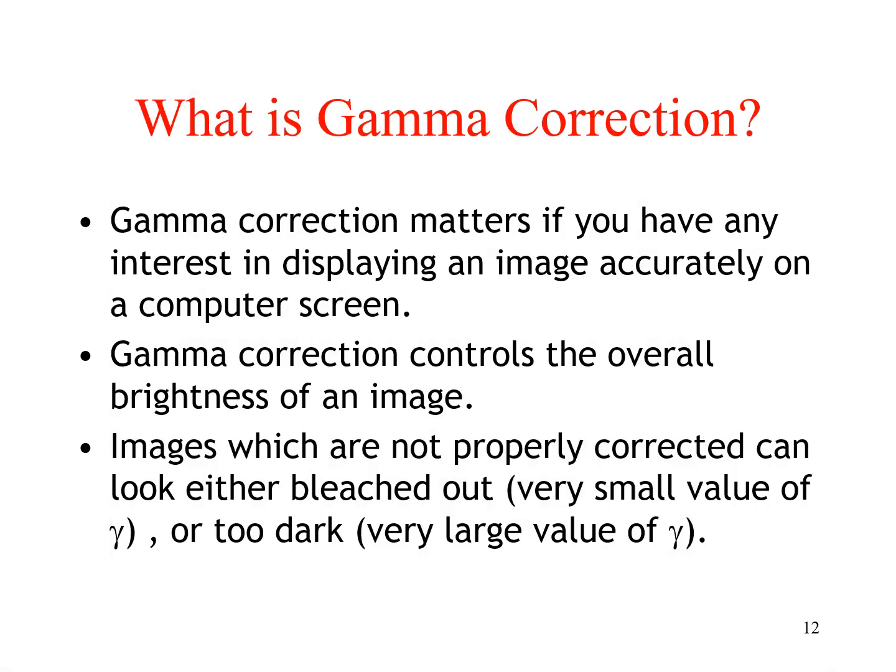So what is gamma correction? Gamma correction is important when we want to display an image accurately on the computer screen. Gamma correction controls the overall brightness of an image, and images which are not properly corrected can either look bleached out, that is very bright, or very dark. Almost every computer, from whatever manufacturer, has one thing in common: they all have an intensity to voltage response curve which is roughly a 2.5 power function.